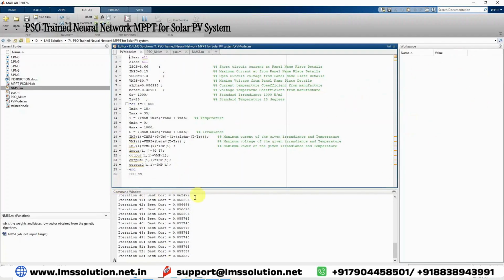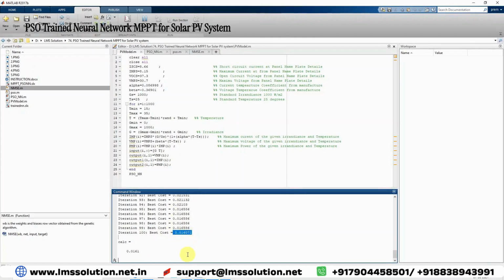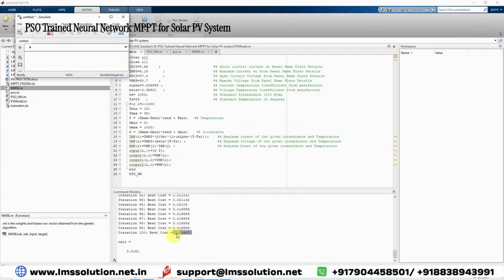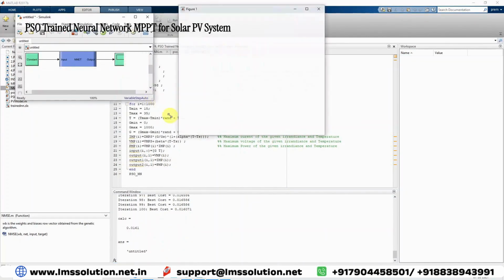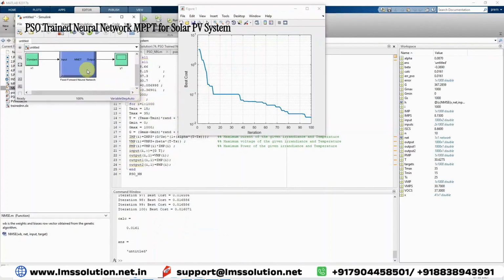That means the trained neural network by means of PSO in the form of a Simulink block. Here you can see that the minimum cost is equal to 0.0161, which is nearer to 0. After completing the PSO neural network, finally you will get a trained neural network in the form of a Simulink block here. This is the trained neural network by means of PSO.